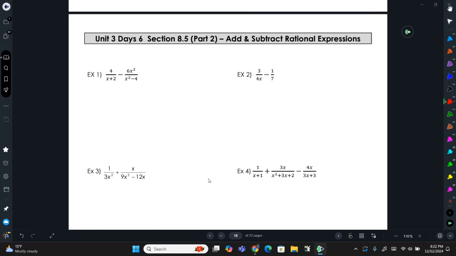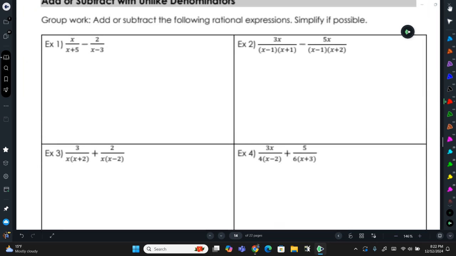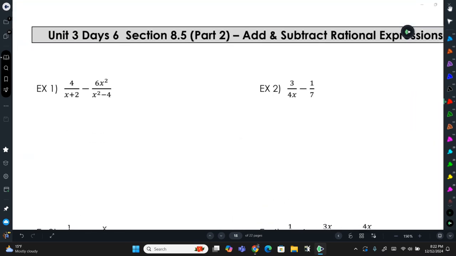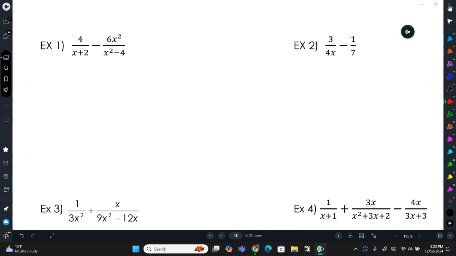All right, today we are going to do some more addition and subtraction of these rational expressions, but we're going to start out with our denominators in non-factored form. You notice yesterday all of our denominators were in factored form. We didn't have to do anything, and we just had to multiply each fraction by what we were missing. Today we see that the denominators are not all factored.